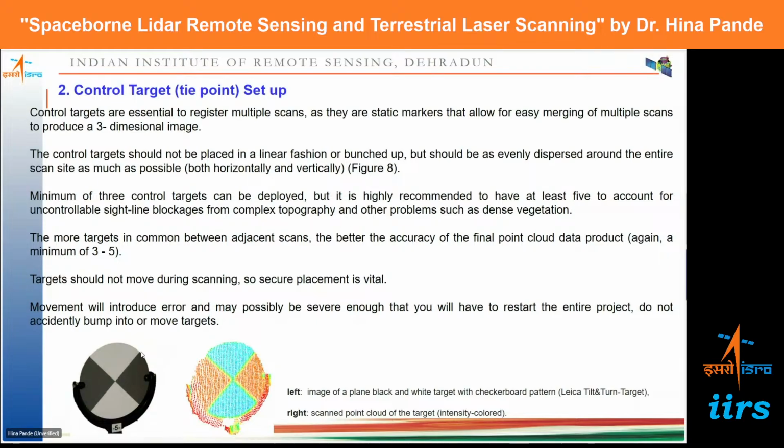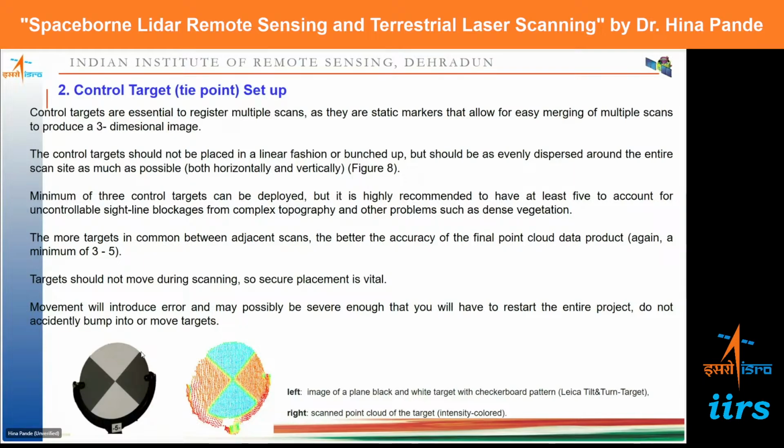Now, the control targets should not be placed in a linear fashion or bunched up together, but they should be evenly dispersed around the entire scan site as much as possible, both horizontally and vertically. Something like how we place or measure the GCPs in the image. Now, a minimum of 3 control targets should be deployed, but it is highly recommended to have at least 5 so that we account for sightline blockages in areas where there is complex topography or maybe dense vegetation, etc. Or say in the case of architectural monuments, if they have a very complex structure, more curves and many other complicated design, etc. So the more targets in common between the adjacent scans, the better the accuracy of the final point cloud product.